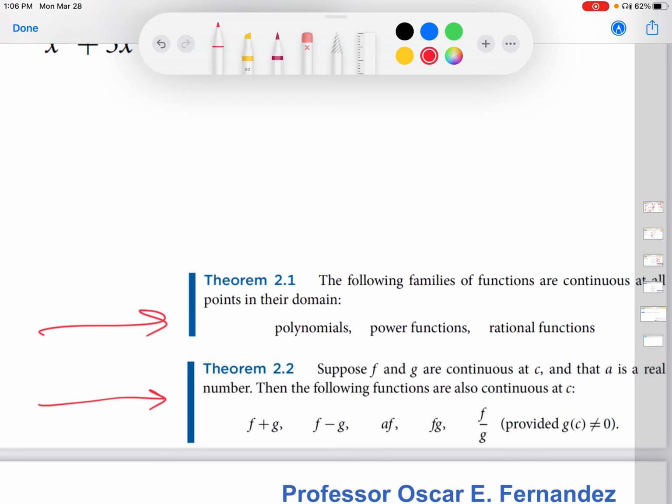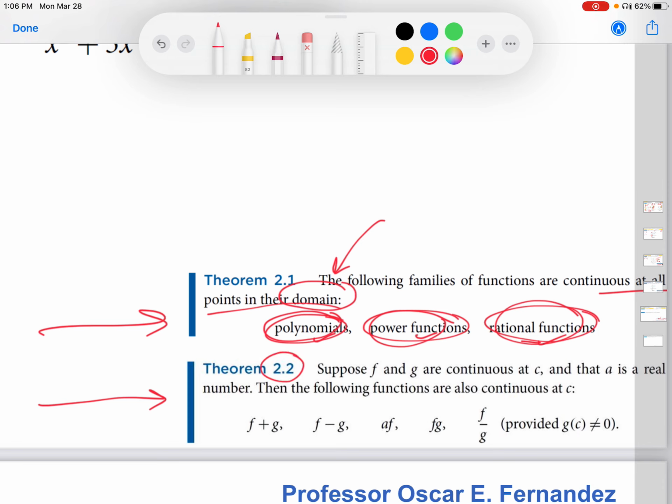The first one says the following families of functions are all continuous at all points in their domain: polynomials, power, and rational. Long story short, if you know that you're looking at one of these three types of functions, and you know what their domain is, they're automatically continuous for all those x values. The second theorem asks, how about a function that's not quite one of these three families? Maybe it's some combination of those three.